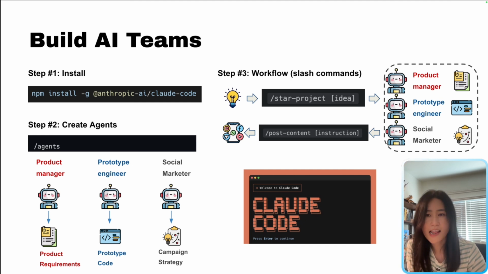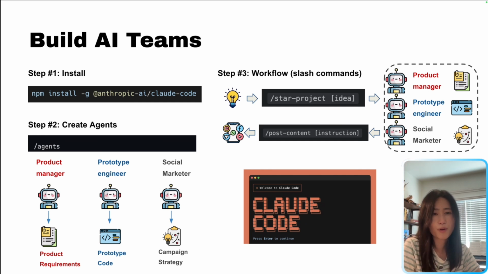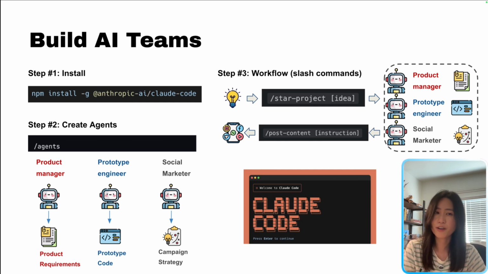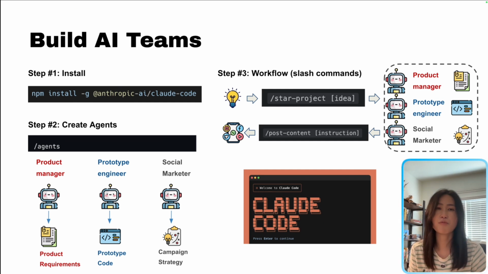Very easy, just /agent. I created 3 agents. Product manager agent, it can do web search and create product requirements. Prototype engineer is going to build a prototype based on the product requirements. And social marketer agent, it's going to come up with a campaign strategy based on the prototype and the product requirement. And step 3 is we wanted to have all 3 agents collaborate with each other.